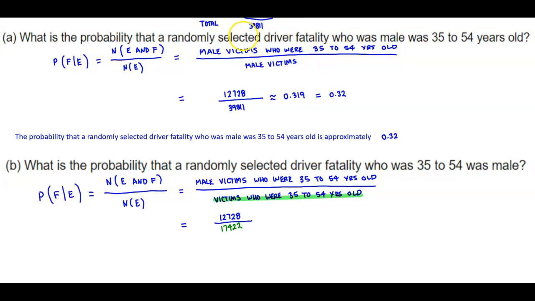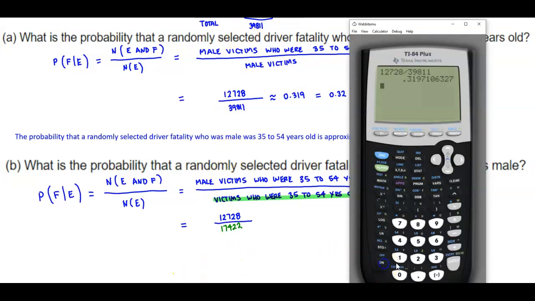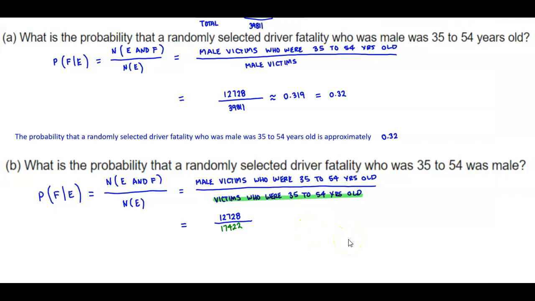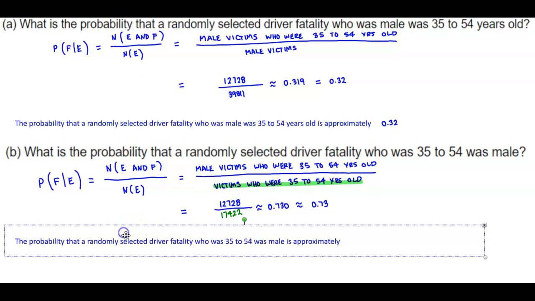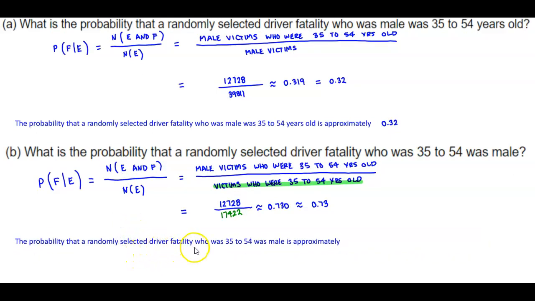Okay, so now we're going to go ahead and do the math there. So if we take 12,728, divide that by 17,422, that gives us 0.730. So approximately 0.730, and we'll round that to 2 decimal places, which gives us 0.73. So now we can conclude by saying that the probability that a randomly selected driver fatality who was 35 to 54 was male is approximately 0.73.